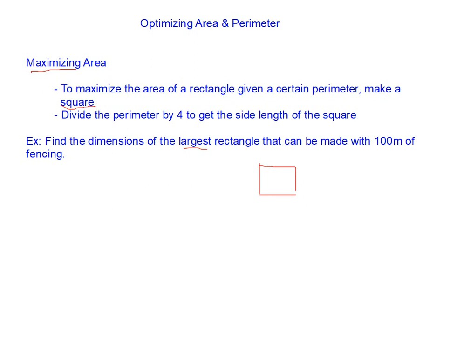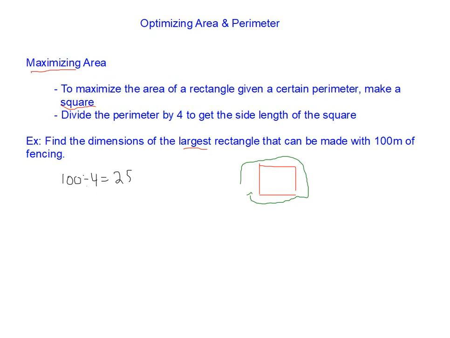And if it's going to be a square, we have 100 meters of fencing. Remember, the perimeter is the distance all around the outside. So this distance all around here, when we add them all up, should give us 100 meters of fencing. We have 100 meters of fence. We want it on 4 equal sides. So we take that 100 and divide it by 4, and we get 25. That means we want to create a rectangle that's a square.